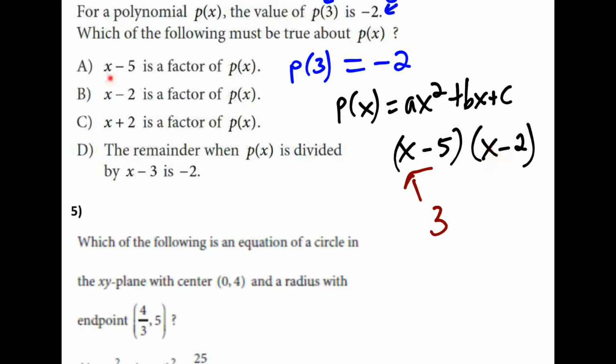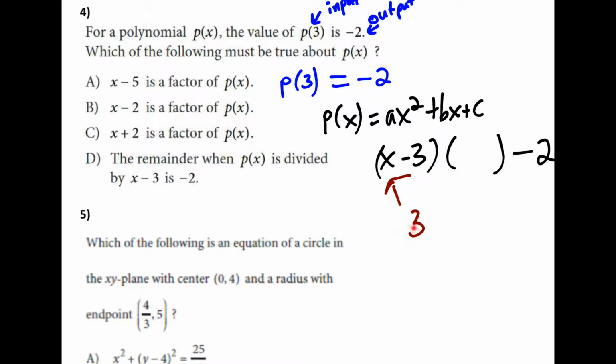form. So if we try to use x minus 5 or x minus 2 as factors, and we plug in 3, our input, are those going to be canceled out? 3 minus 5, is that 0? No. Or 3 minus 2, is that 0? Or if I change to x plus 2, answer choice C, is that going to cancel out and give me 0? No, none of those.